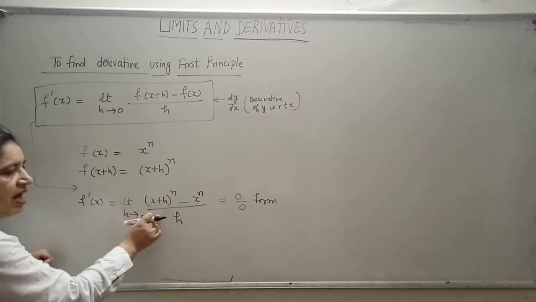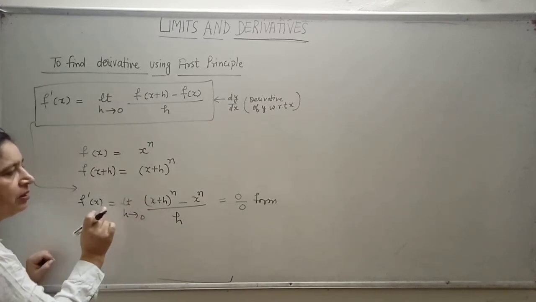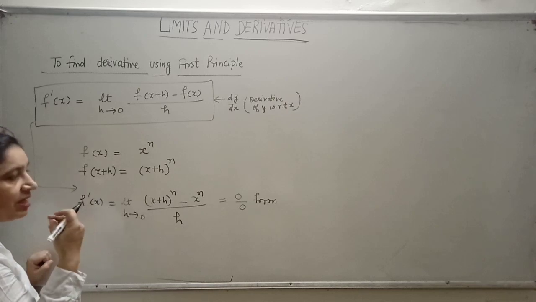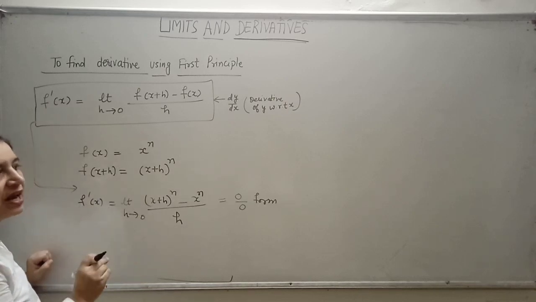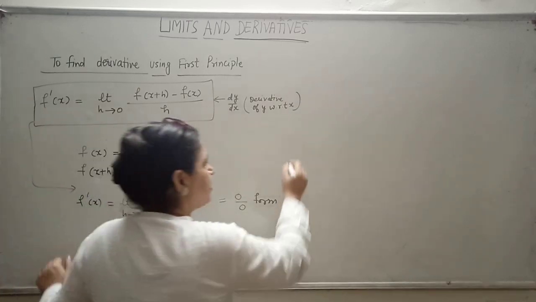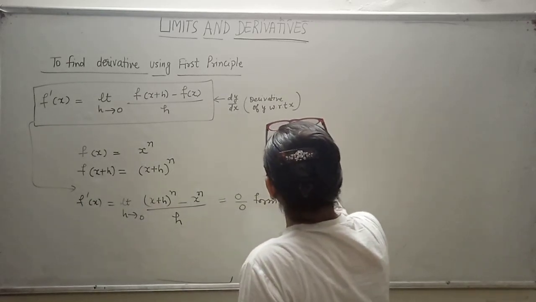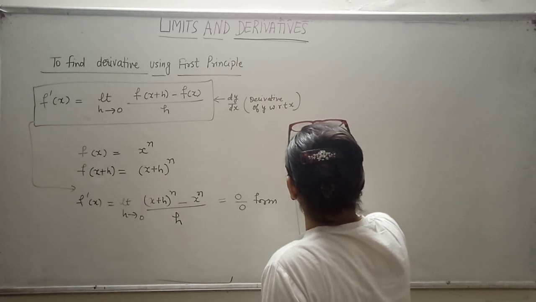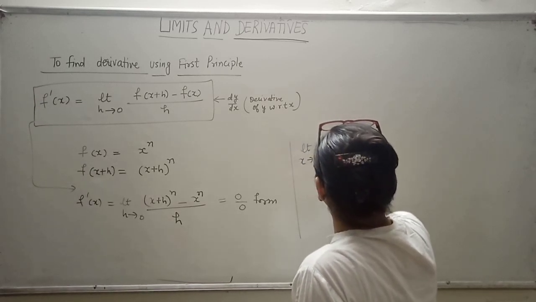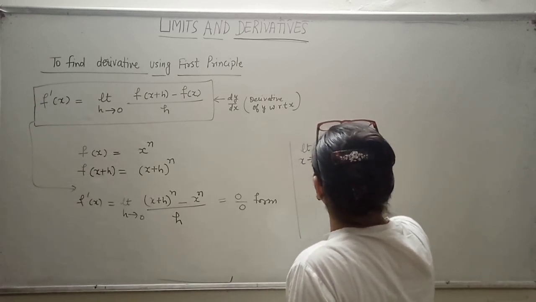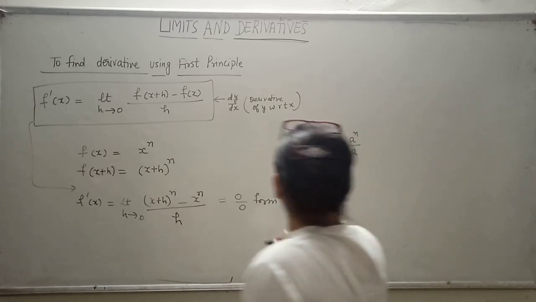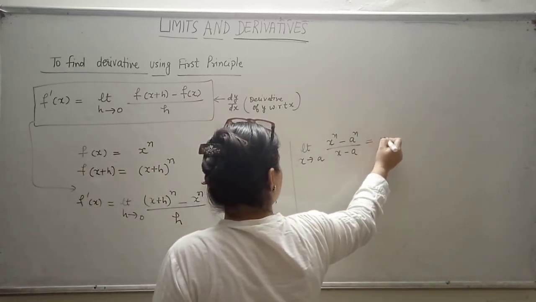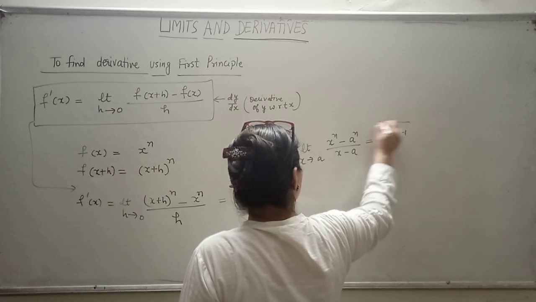So this, as we know, can be solved by using one of the standard forms. What is that? That standard form is limit x tends to a, x raised to power n minus a raised to power n upon x minus a is equal to n a raised to power n minus 1.